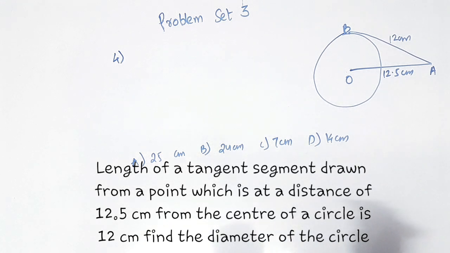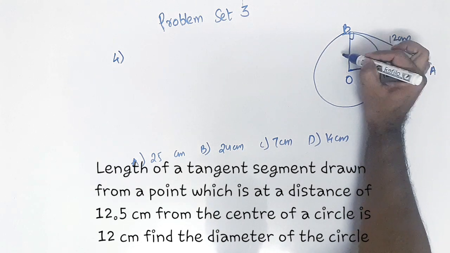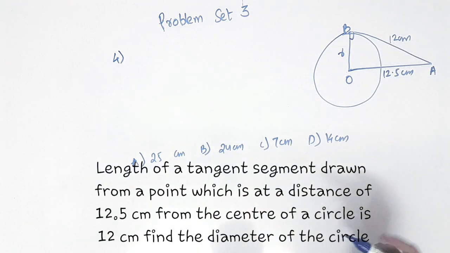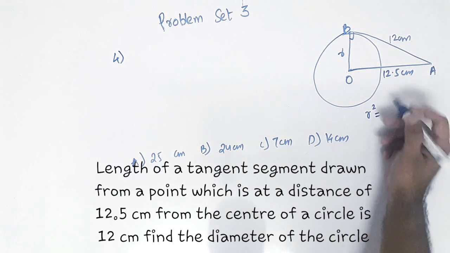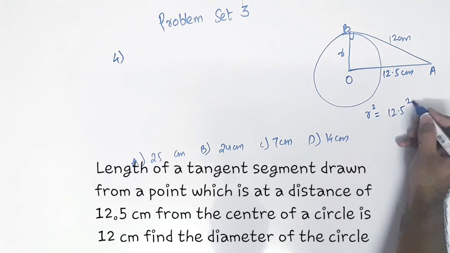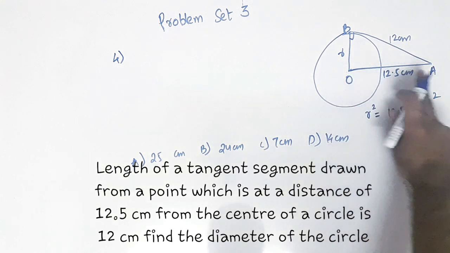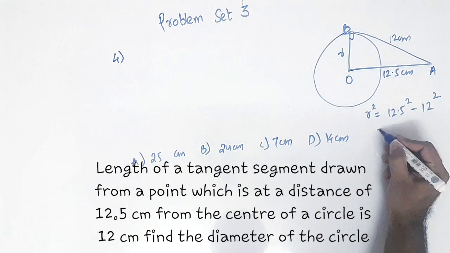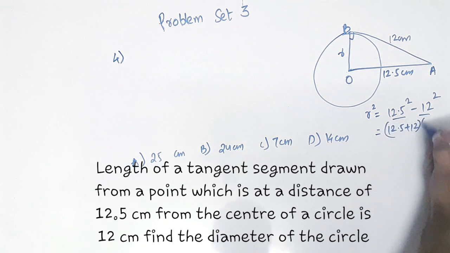Now we cannot find the diameter directly, but we can find OB. OB is actually the radius. So once we find the radius, we can find the diameter. How will we find the radius? R square. See, this is 90 degree. So it is hypotenuse square minus other side square. Hypotenuse we know, other side we know, so we can find r. So I'll be doing this with a square minus b square, so a plus b and a minus b.